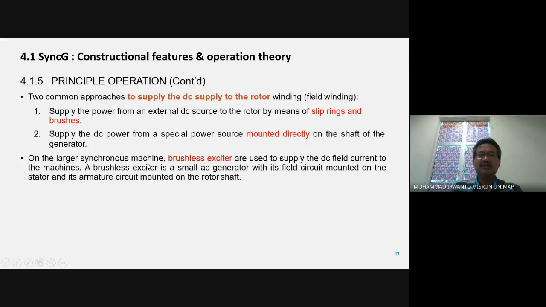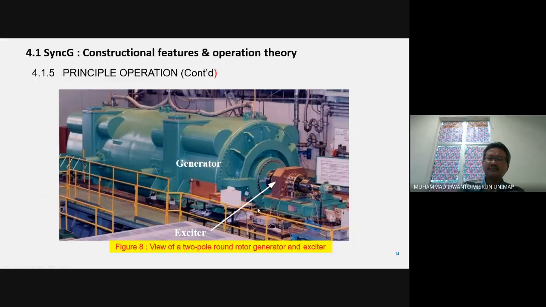On the largest scale machines, brushless exciters are used to supply the DC field current to the machine. A brushless exciter is a small AC generator with the field circuit mounted on the stator and the armature circuit mounted on the rotor shaft. Okay, we can see the overall construction of the synchronous generator.